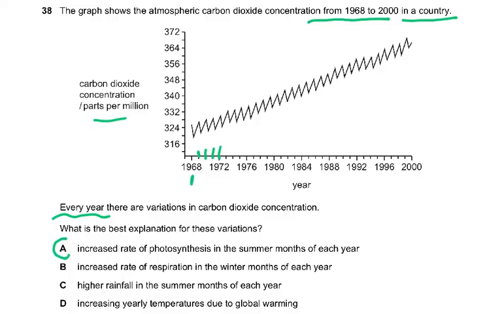Very simple. Increased rate of photosynthesis in the summer months of each year. So in the winter, the photosynthesis will be less because there's less light and temperatures are low. So there'll be less photosynthesis, but respiration is going to be the same all throughout.